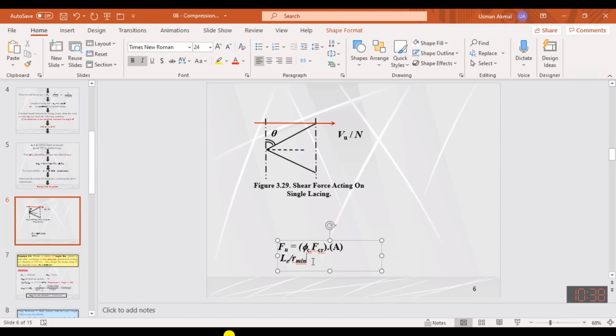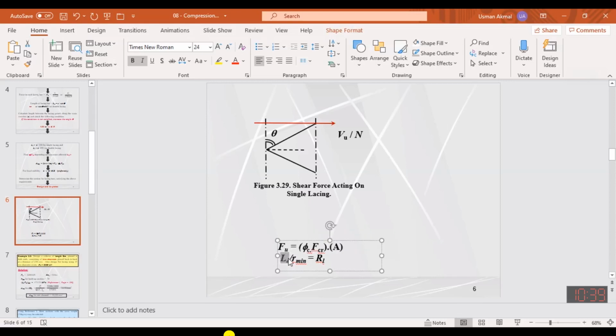So if we know the slenderness ratio of lacing, then based upon the slenderness ratio of the lacing, which may be equal to the R value for the lacing, we can compute the phi C FCR value. We always assume that the slenderness ratio of the lacing is equal to the maximum limit given by AISC, which is 140. But anyhow, if we know the slenderness ratio, we can compute the length.